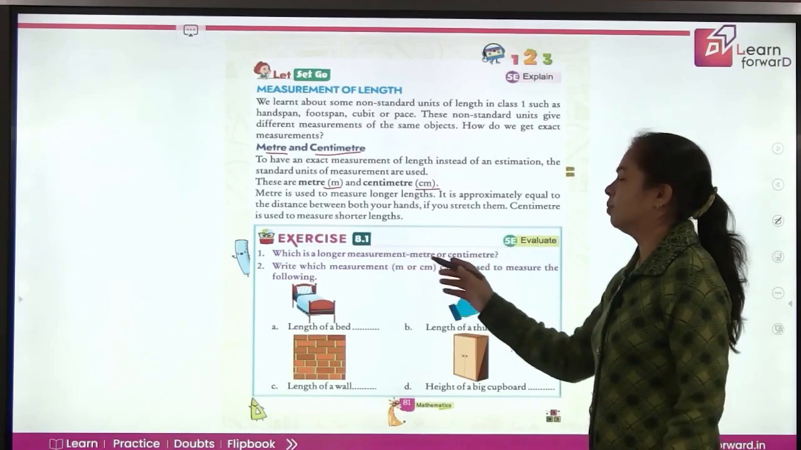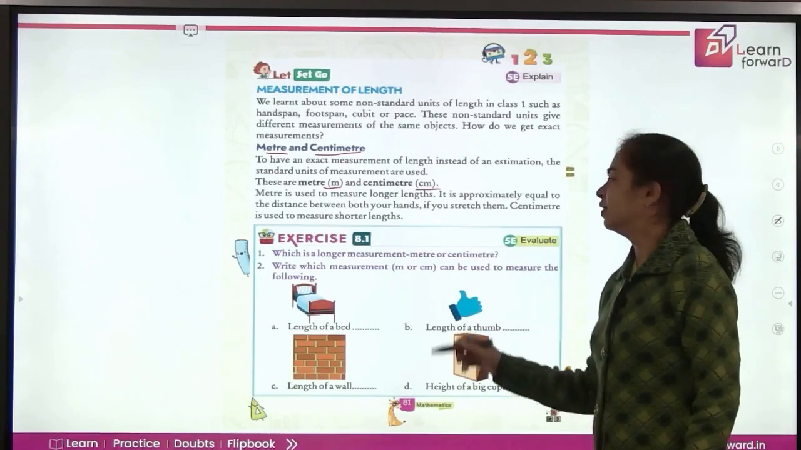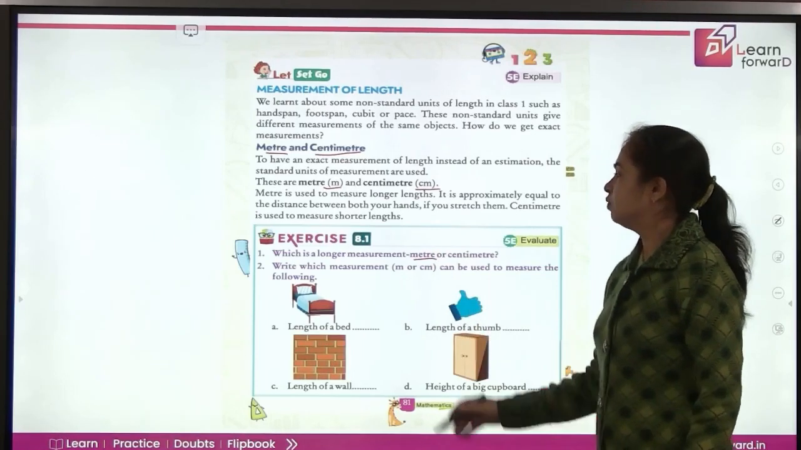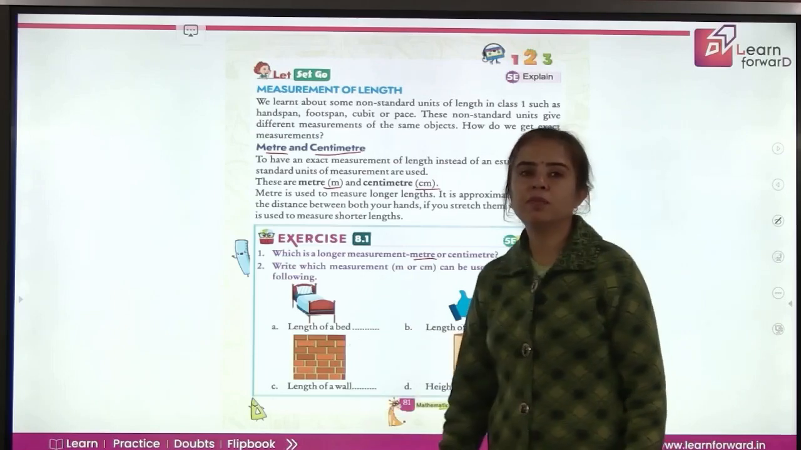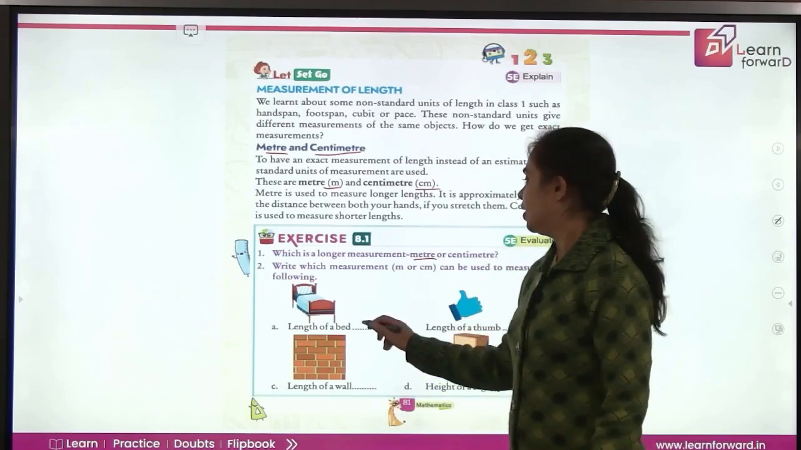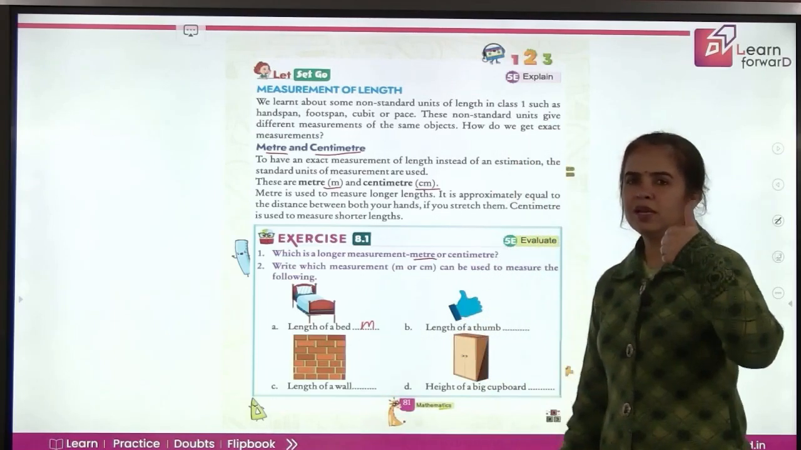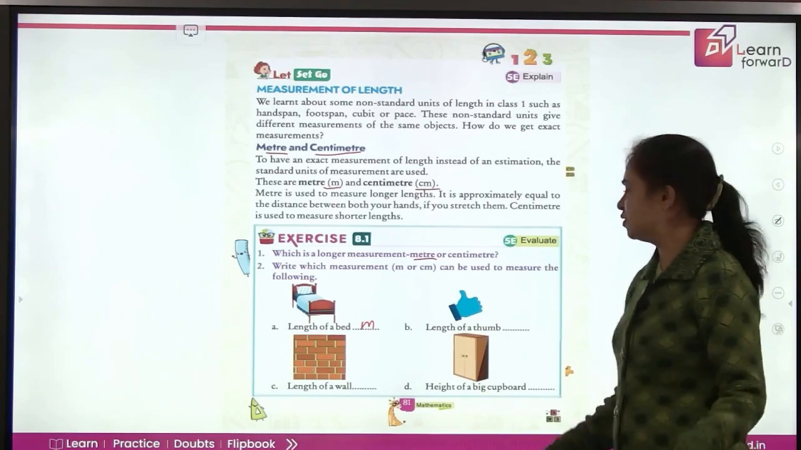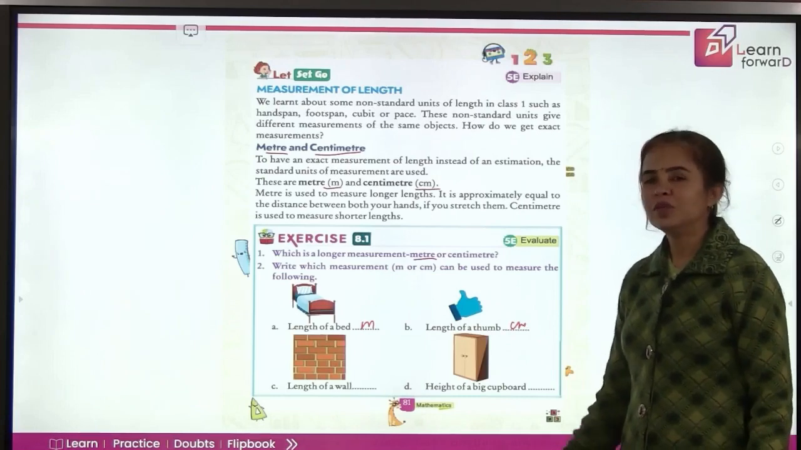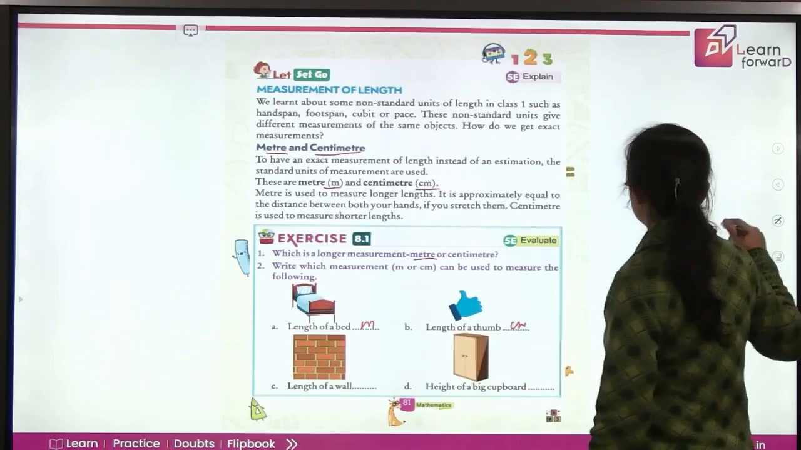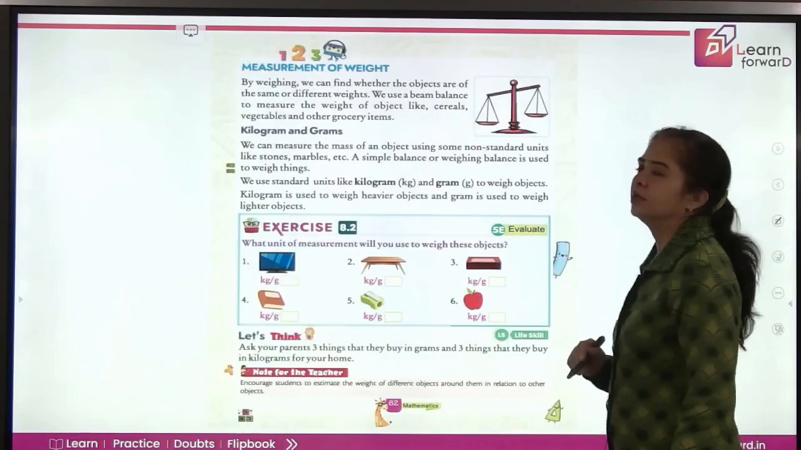Now, here's an exercise for you. Which is longer measurement, a meter or centimeter? Of course, meter. Write which measurement can be used to measure the following. Length of a bed, what will you use? Definitely meter. And what about the length of your thumb? Of course, it will be in centimeter. So now guess what will be the units used for measuring the wall and your big cupboard.